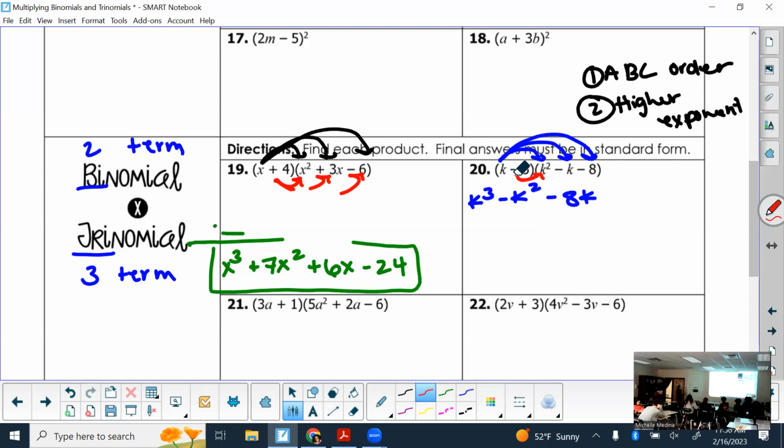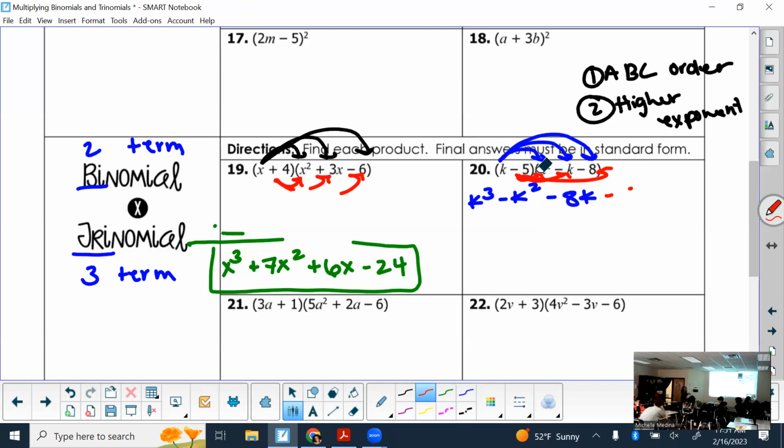The negative 5. Don't forget to keep the sign that's in front of each term. If you just distribute a 5, well, then all your signs will be wrong. So negative 5 times k squared, table 5 is what? Negative 5 times k squared. Well, does the negative 5 have a variable? So then we need to worry about the product rule.